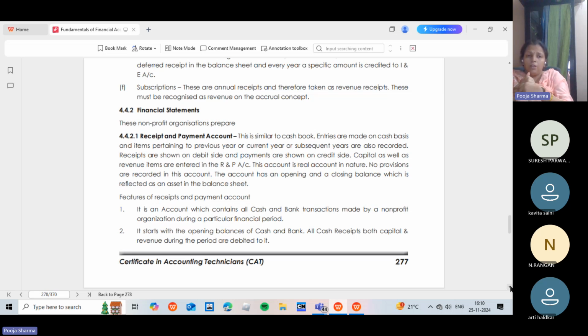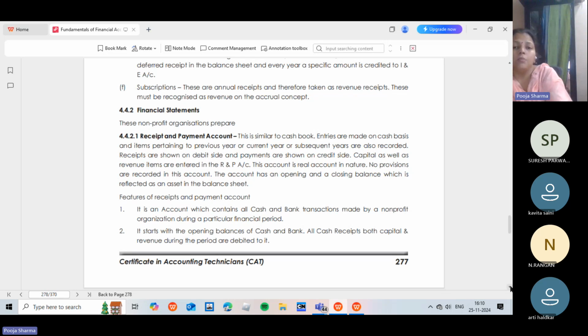While preparing the financial statements, they follow the same accounting principles. The basic difference is that the main object of the normal trading concern is to earn profit, to generate income. But for the NTO, the basic object is to serve as social aid or social welfare.